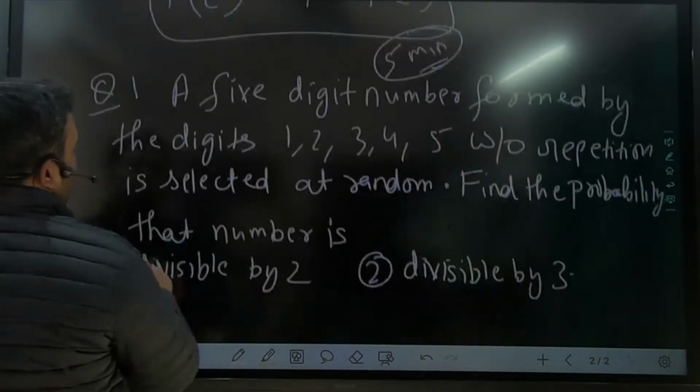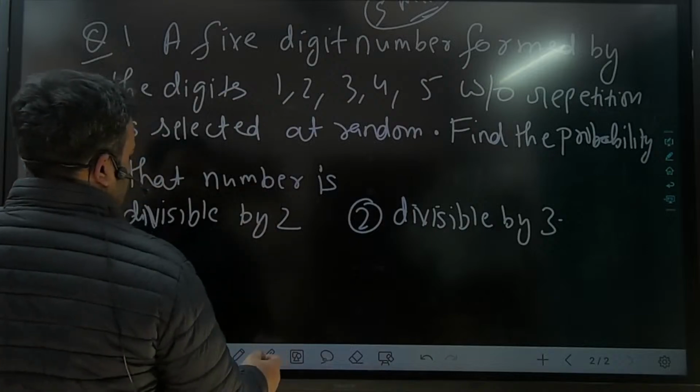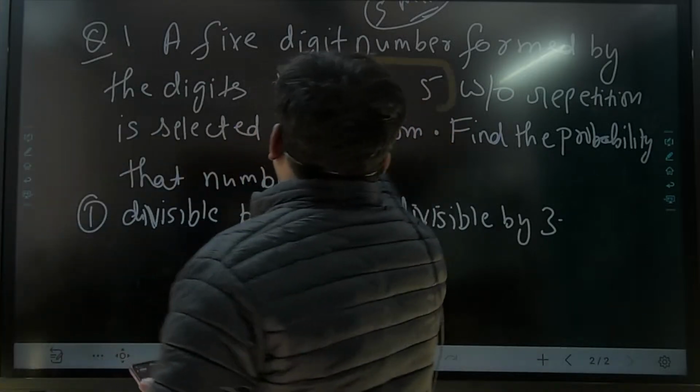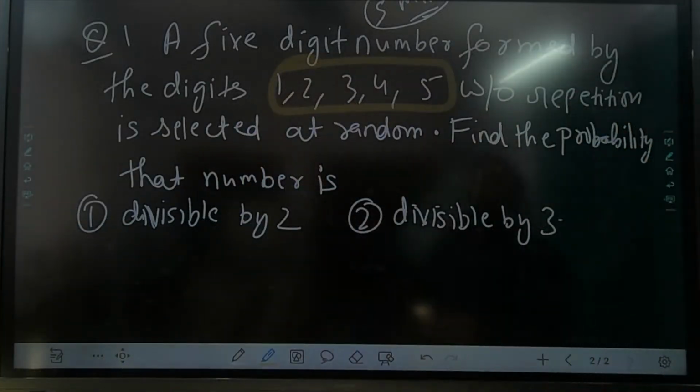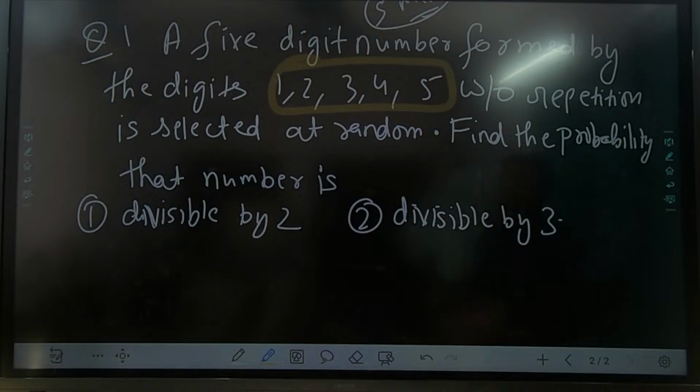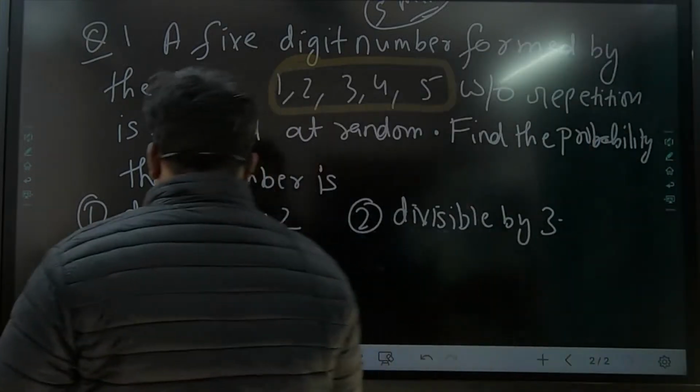So these are the five: 1, 2, 3, 4, 5. These are the 5-digit numbers we have to form from the digits. This means the digits should be 1, 2, 3, 4, 5 only in that 5-digit number. Right? There should not be 6, there should not be 7, like that. And no number has to be repeated, and we are selecting randomly. Find the probability that the number is divisible by 2. So see here.